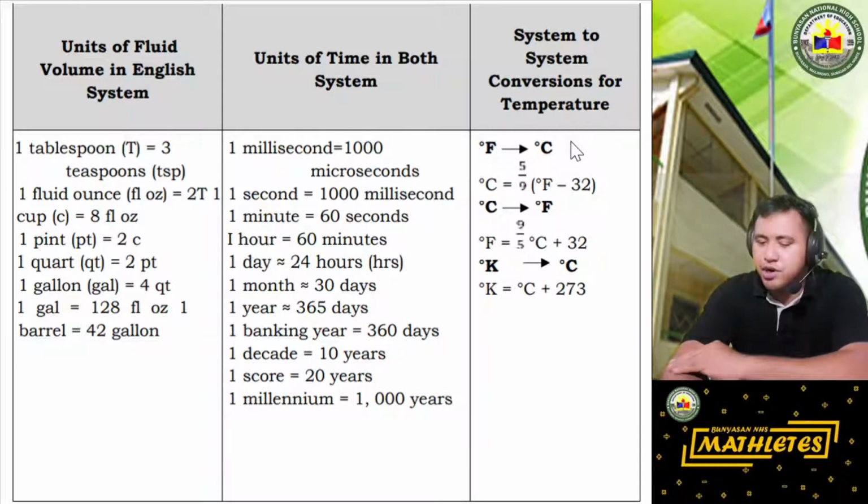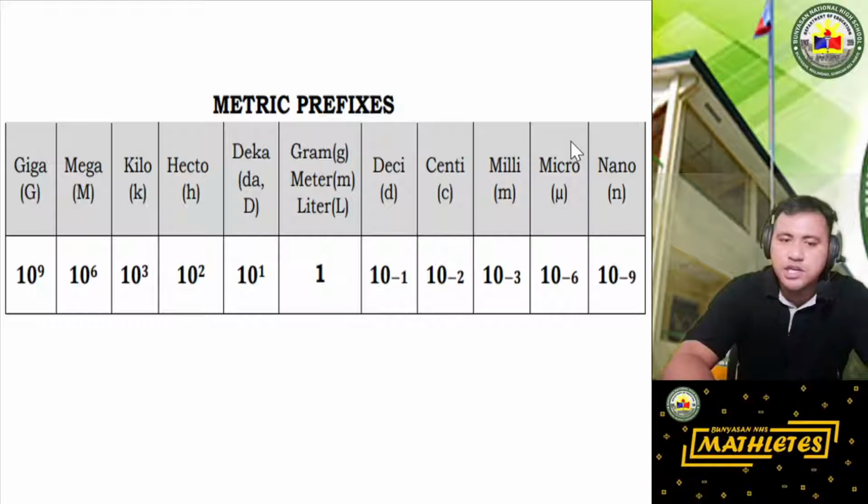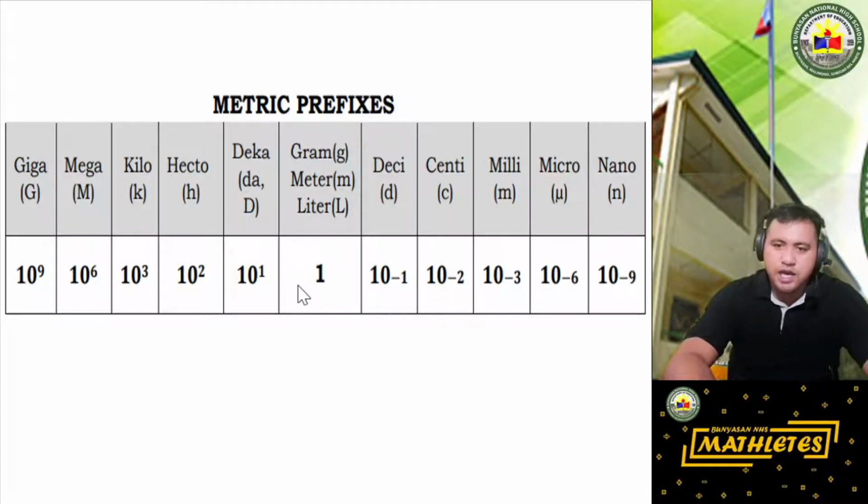In temperature. Okay. So these are the metric prefixes as I discussed in the previous video. We have the giga, and the base, which is the gram, meter, and liter. So we can have the prefixes if we are going to use the gram: decigram, centigram, milligram, microgram, nanogram, deka, hekto, kilo, mega, gigagram. And then we can use the meter. So these prefixes are applicable to gram, meter, and liter.